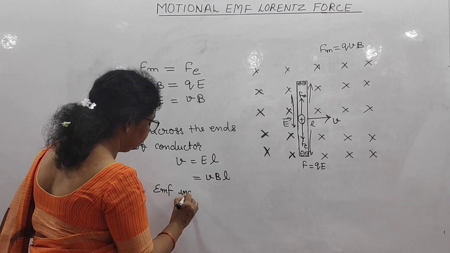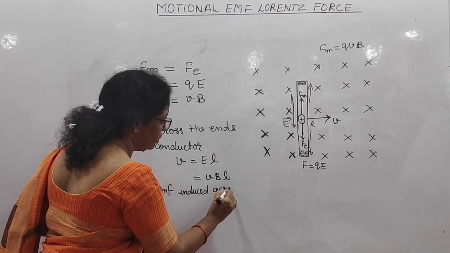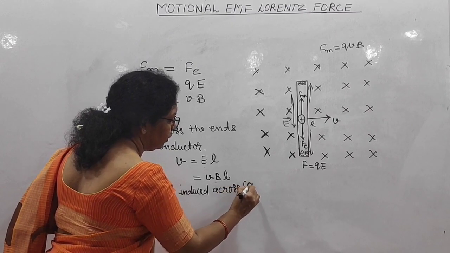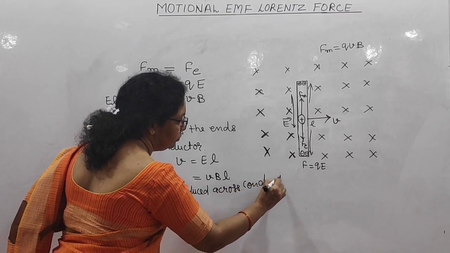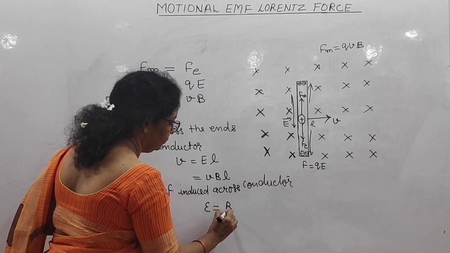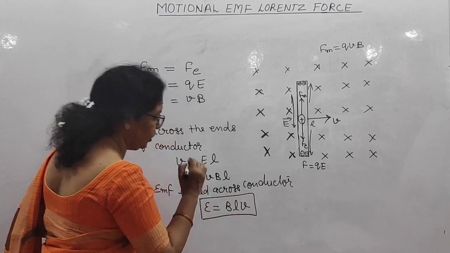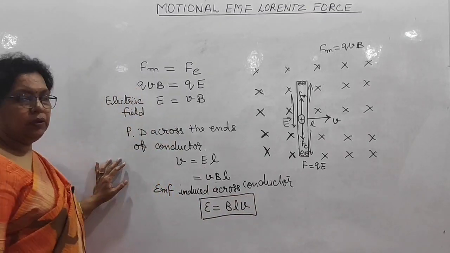So the EMF induced across the conductor, E equals vBL. This is the motional EMF due to the motion of a conductor.